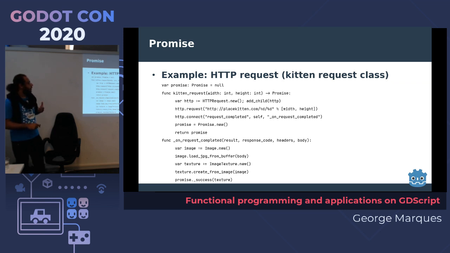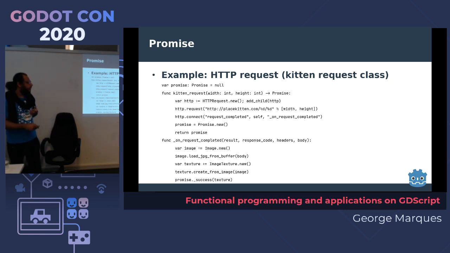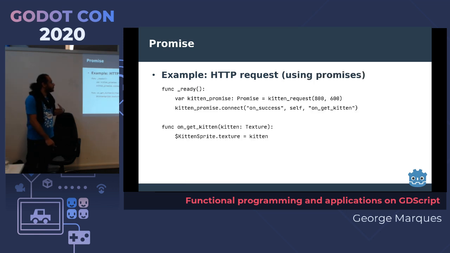So when we get back the image from the HTTP request, we create an image from the JPEG that we got, we create a new texture from this return value, and we just call the success function of the promise with this new texture, essentially.